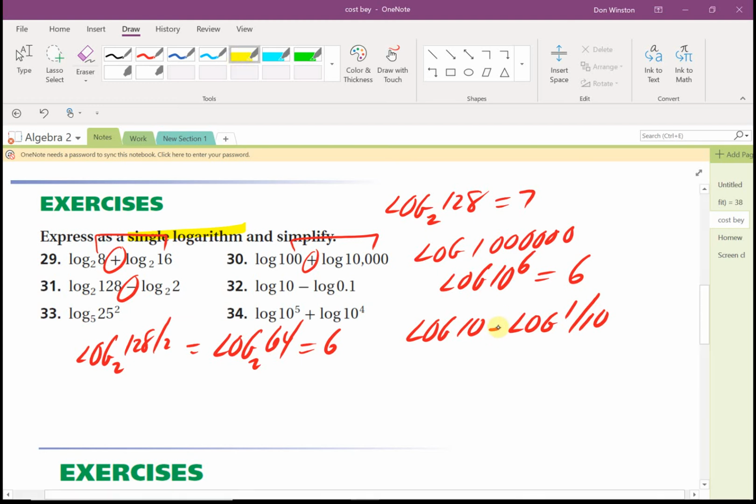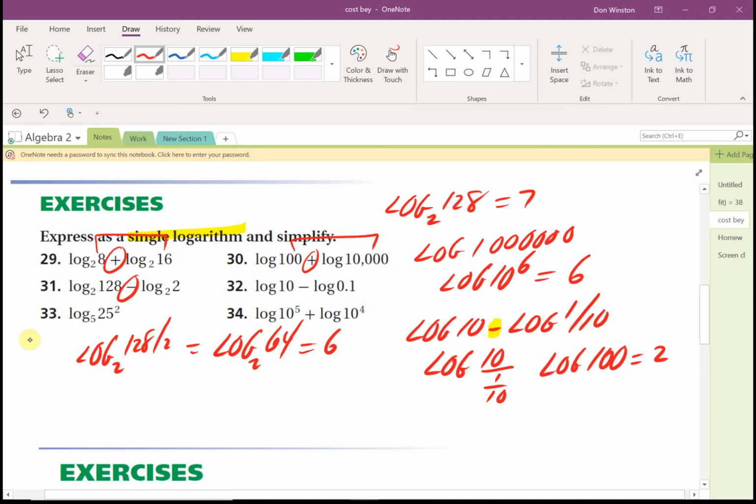Subtraction involves division, so I have log base 10 divided by 1 over 10. Okay, well that's just log base 10 of 100, and that equals 2.